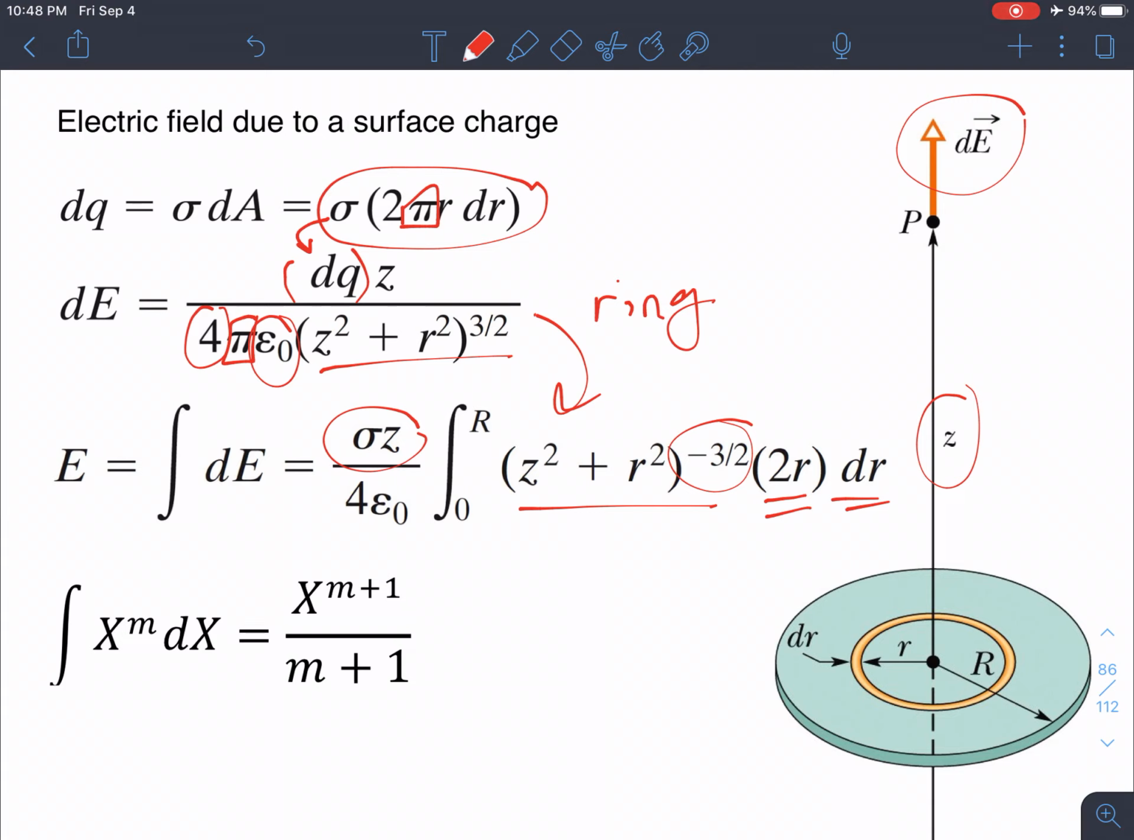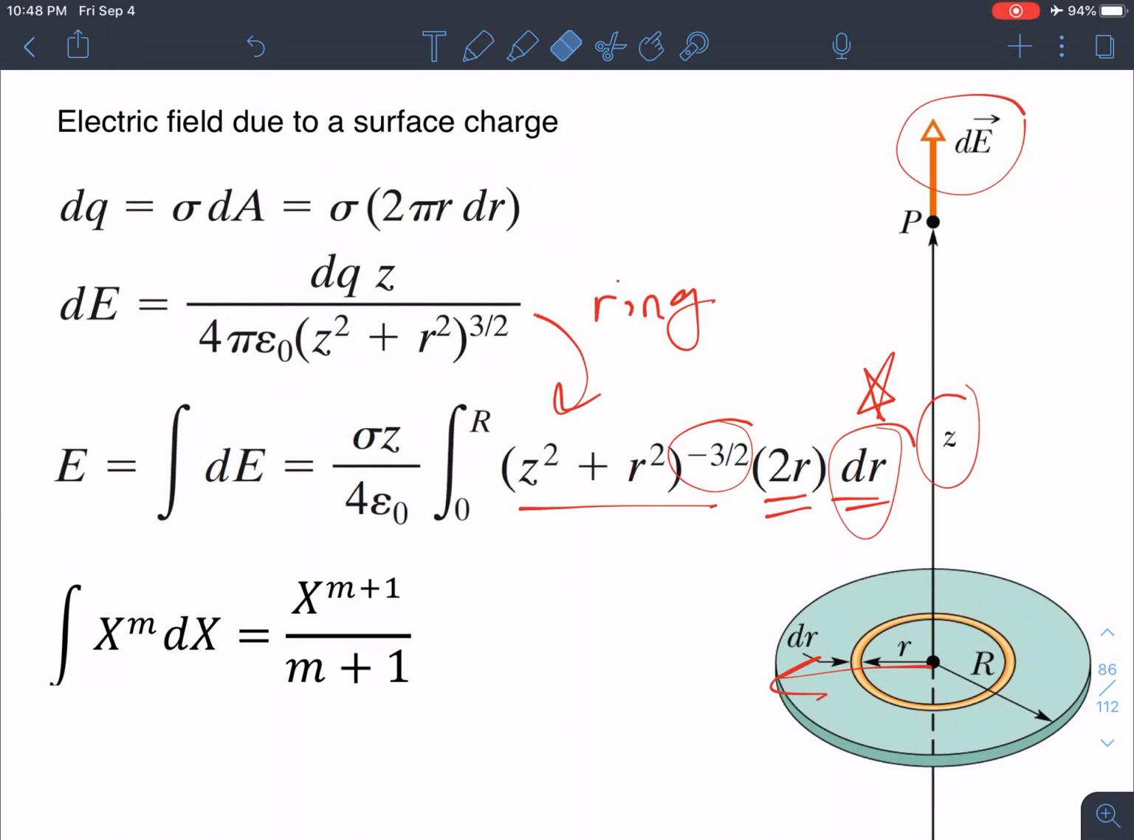And now, looking at the functions, you cannot take z squared plus r squared to the negative 3 halves out of the integral, because there is an r in it and you're integrating over r. So please keep paying attention to what you are integrating over. In this case, we are integrating over r. Remember that for the ring, it was integrated over s, the arc length. Now we are integrating through the radial distance. Hopefully that part is clear.